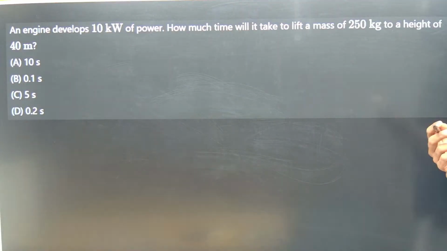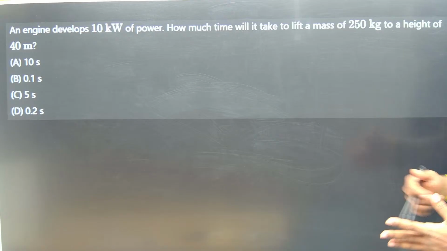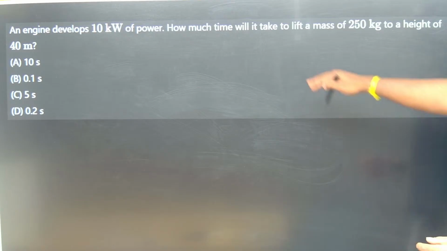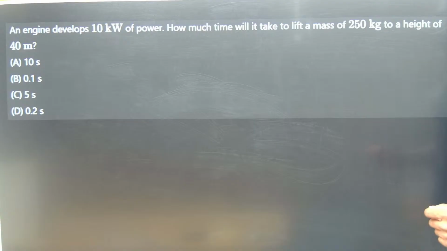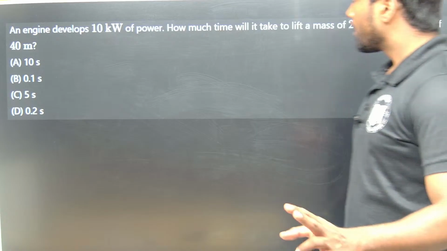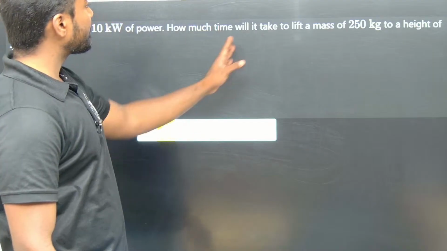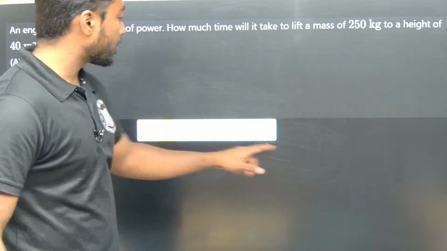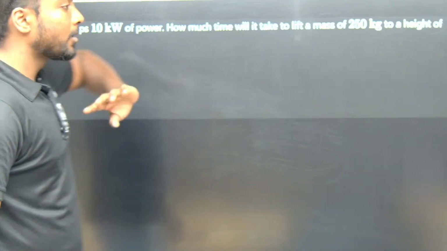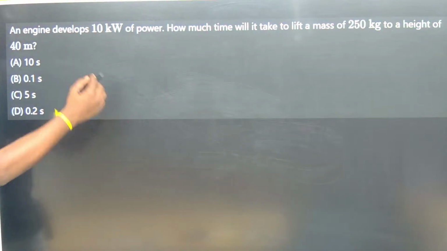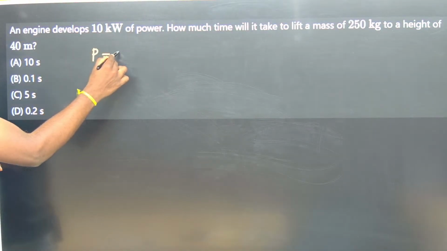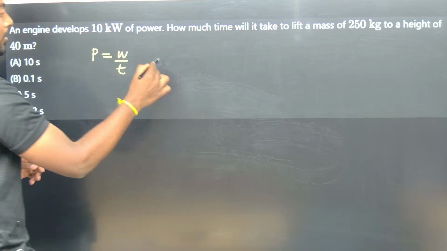Okay. An engine develops 100 kilowatt of power. Then how much time will it take to lift a mass of 250 kg to a height of 40 meter? So what is the power formula? Work done by time. So it is lifting 250 kg to a height, so it means potential energy, right? So potential energy. So here P equals work done by time. Again here what is the work done?